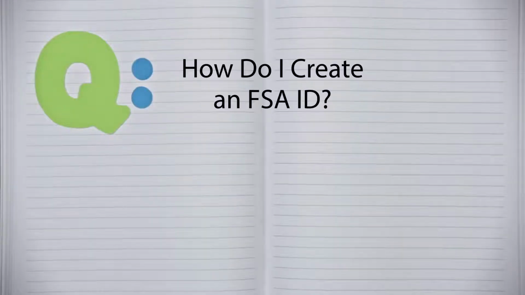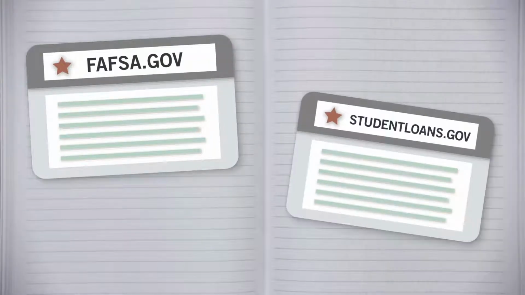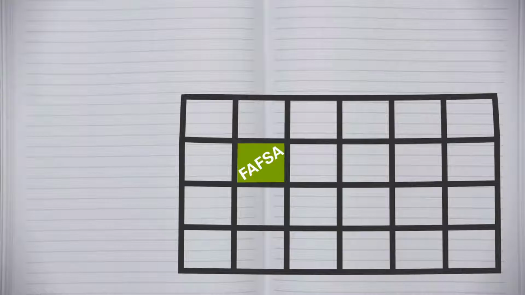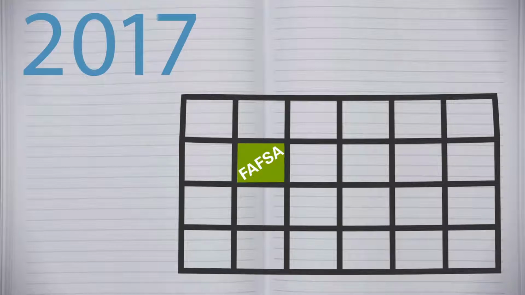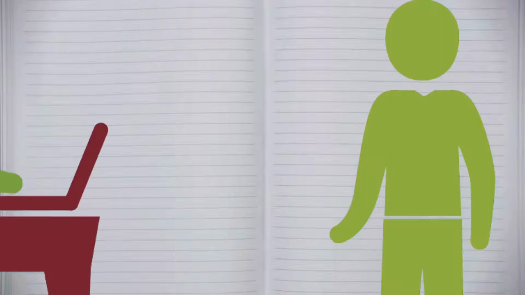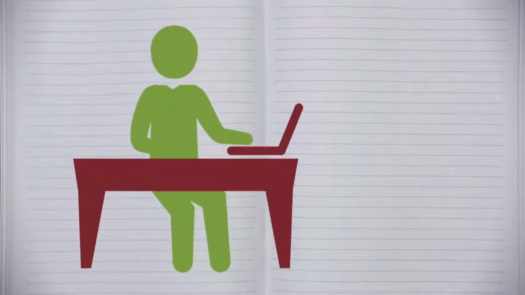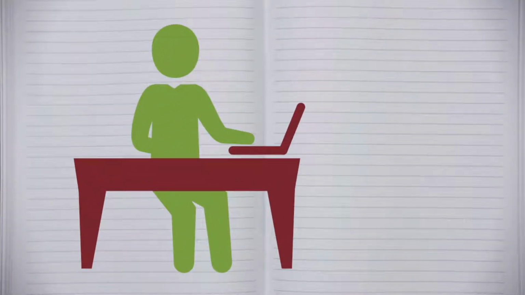The FSA ID is a username and password that you will need to access U.S. Department of Education websites, such as FAFSA.gov or studentloans.gov. You will use your FSA ID every year you apply for federal student aid and while you are repaying any student loans you received. It is very important that you create your own FSA ID.